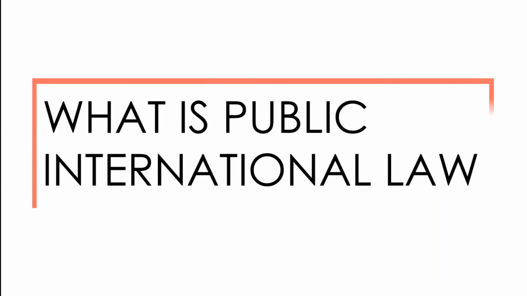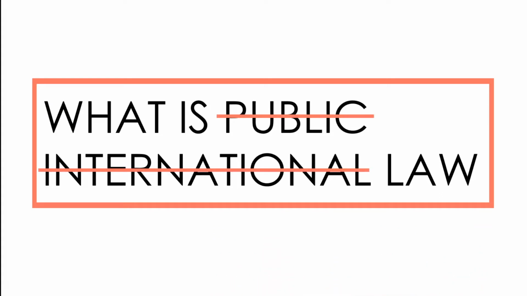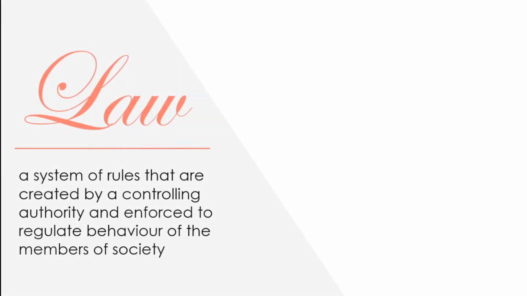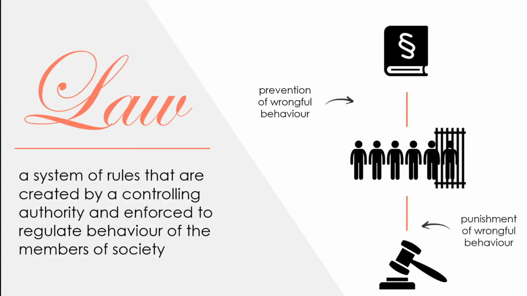But before we start a conversation on what is public international law and why should we care about it, let's first clarify what is law. Law is a system of rules that are created by a controlling authority and enforced to regulate behavior of the members of society. And it has two primary functions. One is the prevention of wrongful behavior, and the other is the punishment of wrongful behavior.